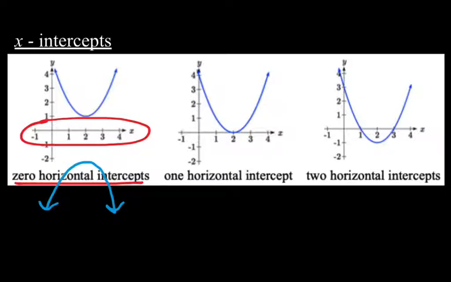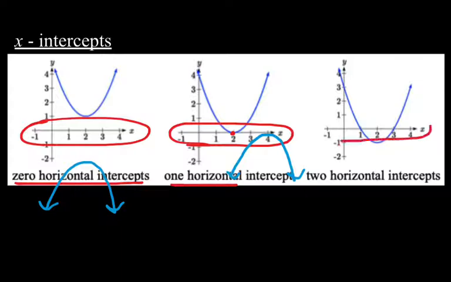The second option is if it has 1 horizontal intercept. In other words, it's coming and just touching the x-axis at that one point. And again, you always have the option of it coming up and touching from the bottom and going back down. And then the third one, and this is probably the most common one that we see, is where it intersects in 2 different spots on the horizontal axis, or the x-axis. So that gives us 2 horizontal intercepts.